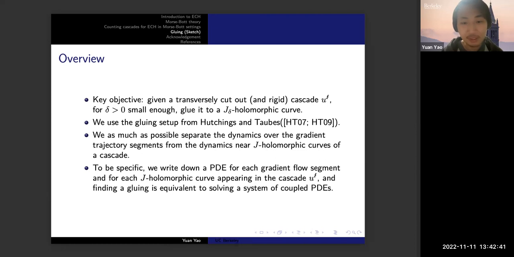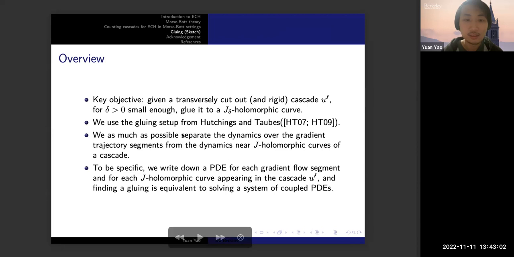And precisely how am I going to do that? The strategy, which I won't explain in full, but I'll at least sketch, is that we write down the PDE for each gradient segment, and we write down the PDE for each J-holomorphic curve in the cascade. And finding a gluing is equivalent to solving a system of coupled PDEs.